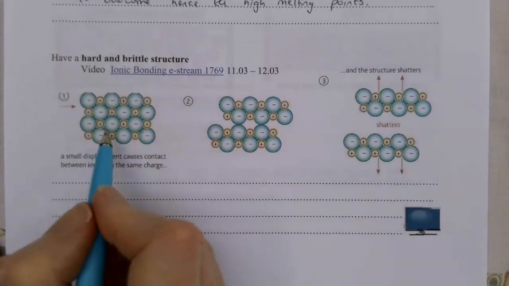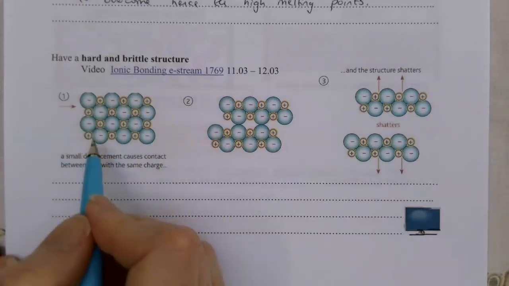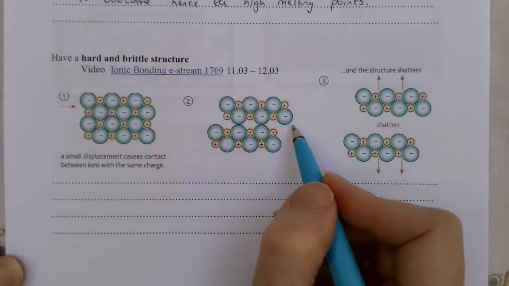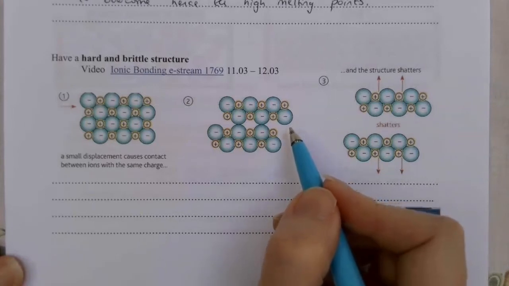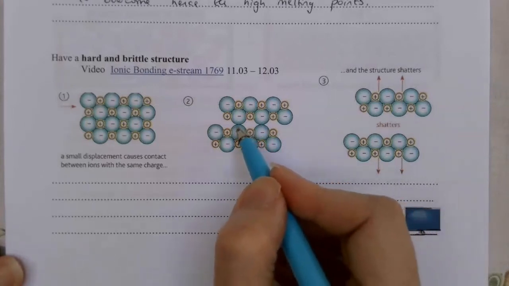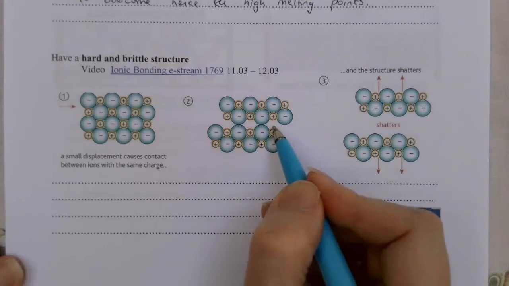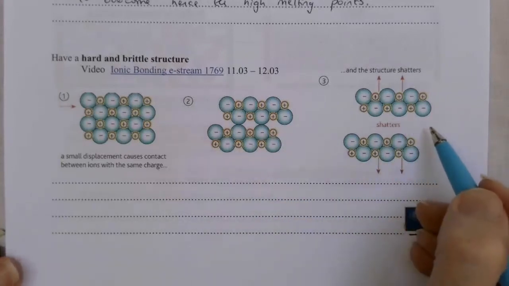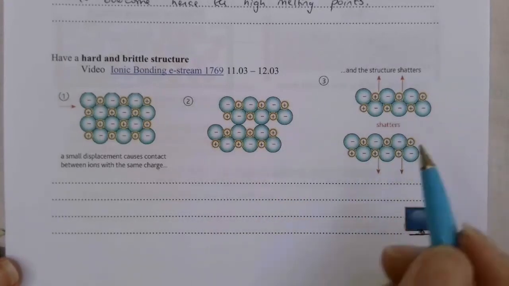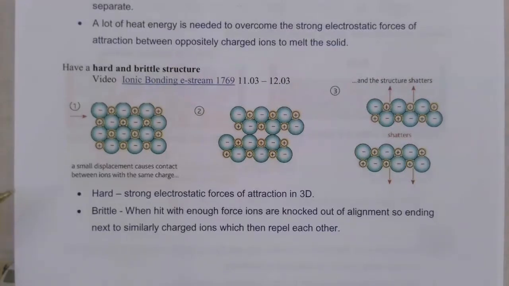So it's hard because it's got this regular arrangement of oppositely charged ions with strong electrostatic attraction. It's brittle because I only have to shift those ions slightly and then I get great repulsion here, and it tends then to shatter rather than bend. So you need to explain why they're hard, but unlike metals, they are also brittle.